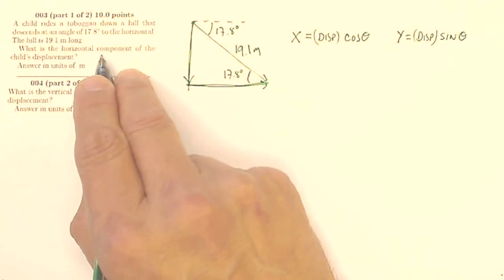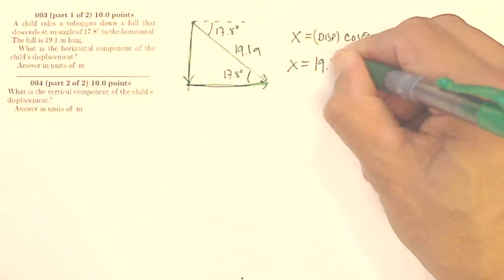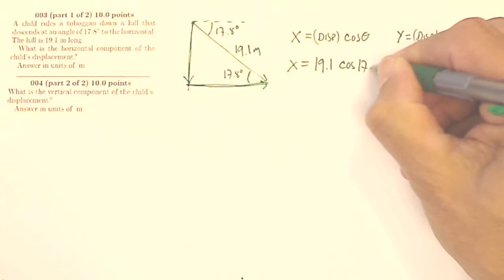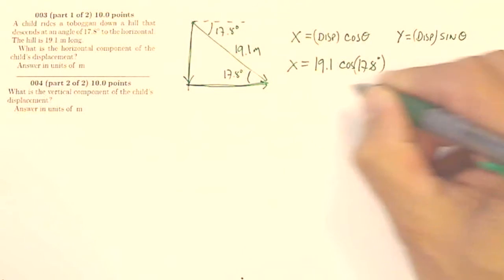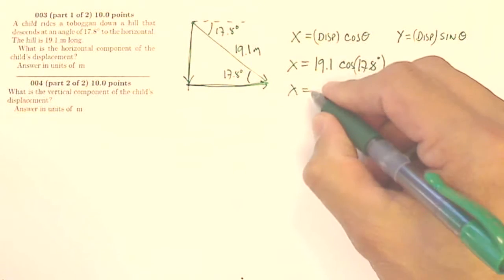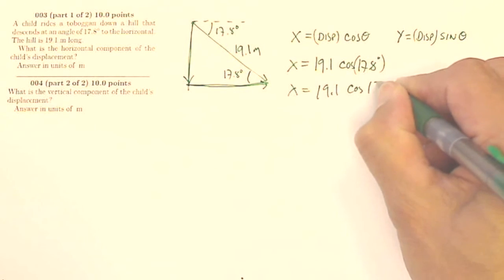So what is the horizontal component? Well, my x is going to be 19.1 meters times the cosine of 17.8 degrees. And that will give me my horizontal displacement. And that's to the right, so that's going to be positive, so I'm going to take that as a positive number. 19.1 cosine 17.8.